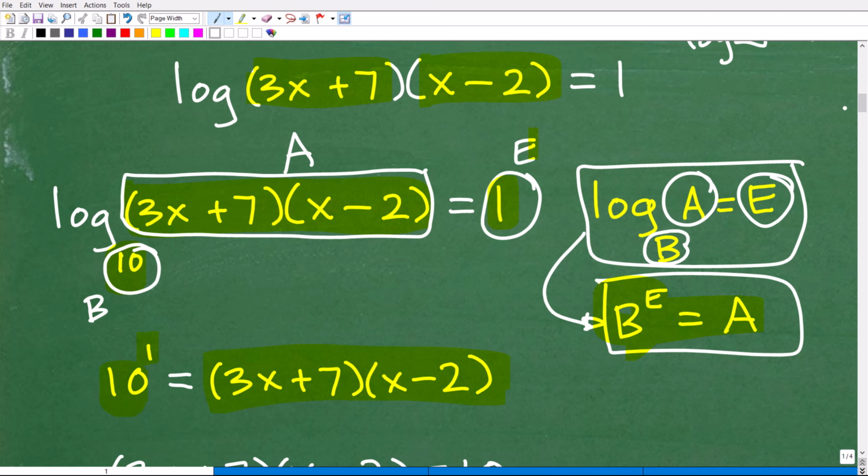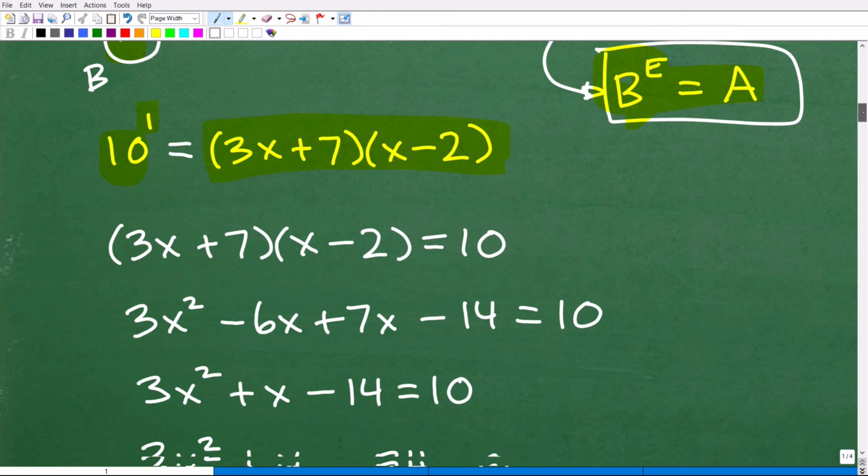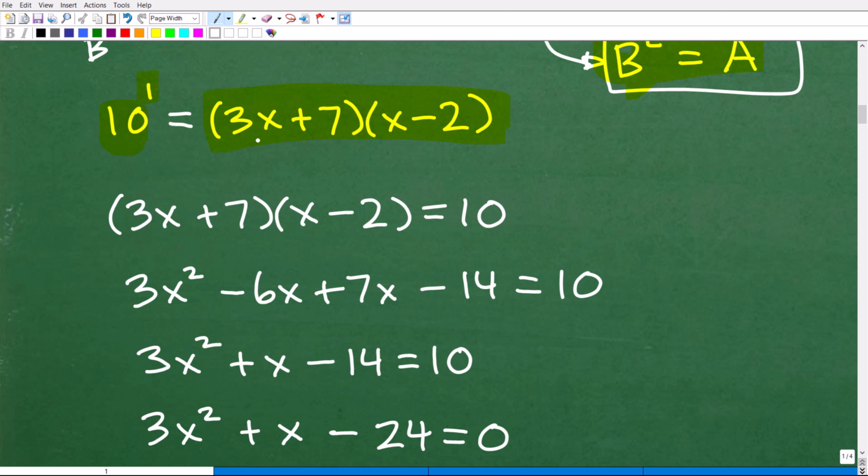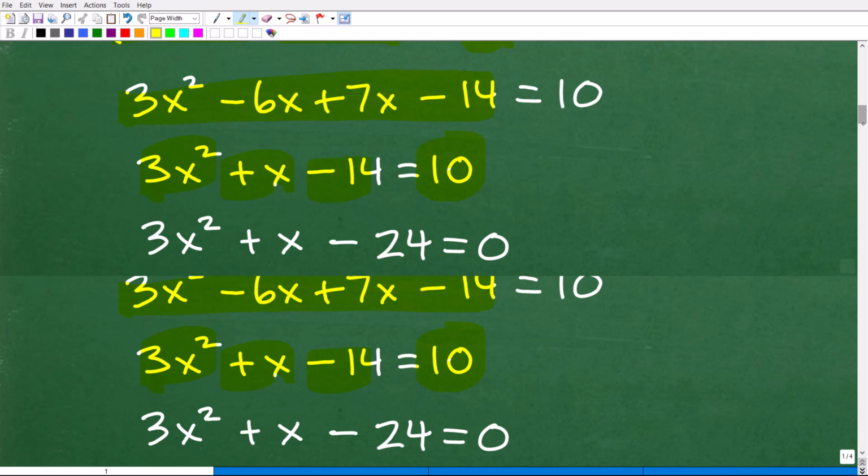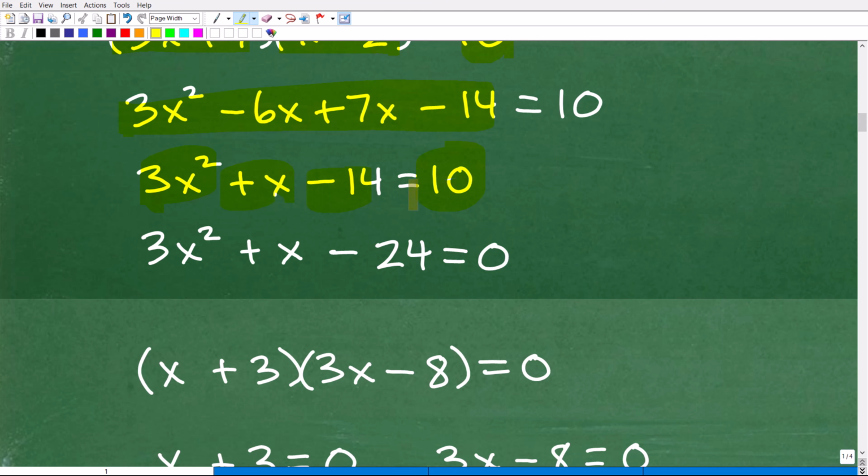All right, so now let's continue on. 10 to the first is equal to 3x plus 7 times x minus 2. So it looks like I have a lovely quadratic equation I need to solve. This times this is equal to 10. What I need to do here is multiply these two binomials. When I do that, I'm going to get 3x squared plus x minus 14 is equal to 10. Now I have to solve this quadratic equation, so I'm going to have to set this equal to 0. And you're saying, oh my goodness, I thought it was just a logarithmic equation.